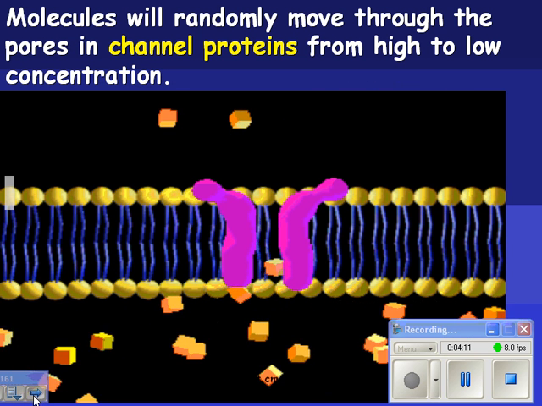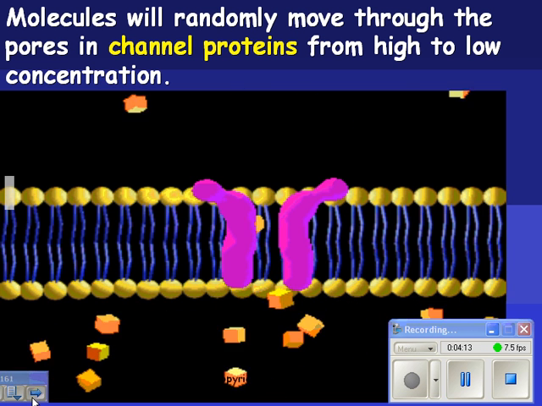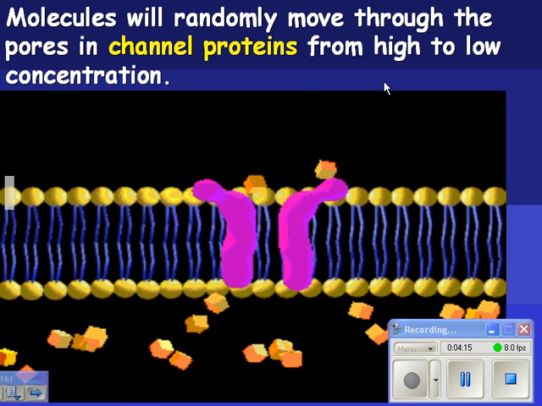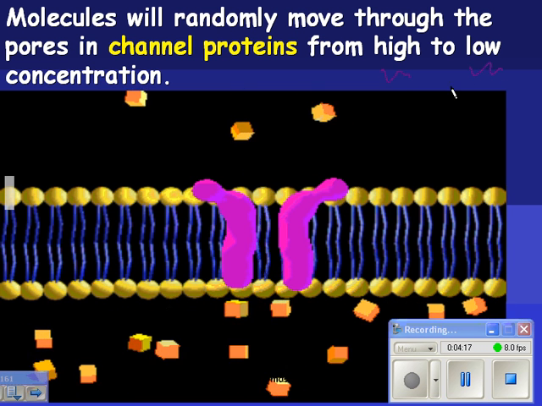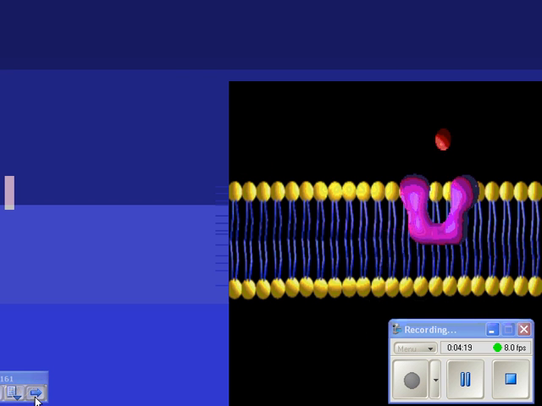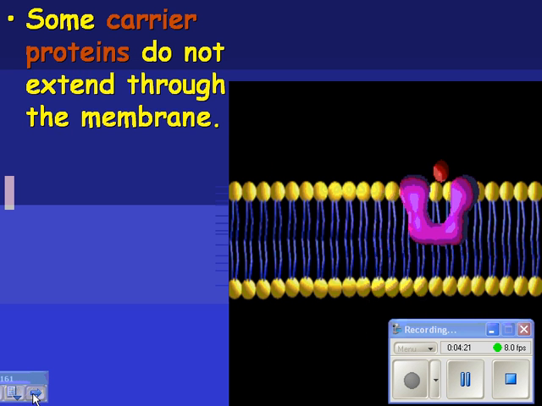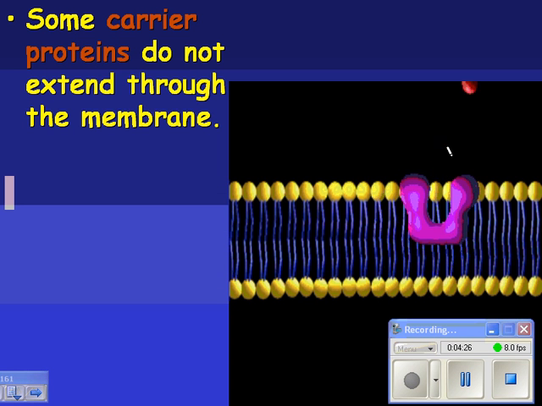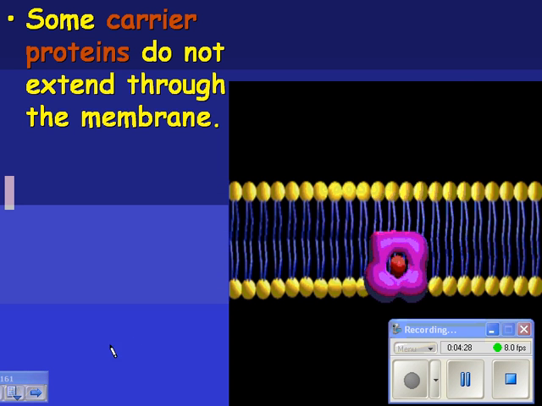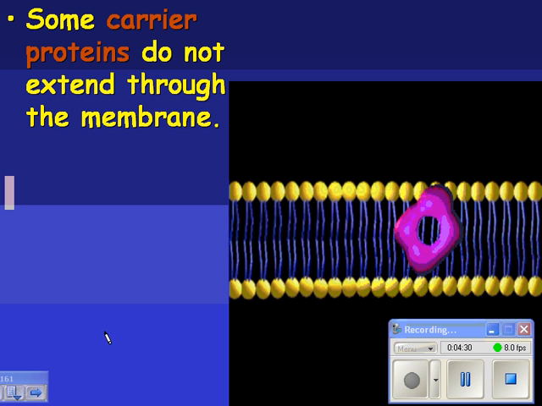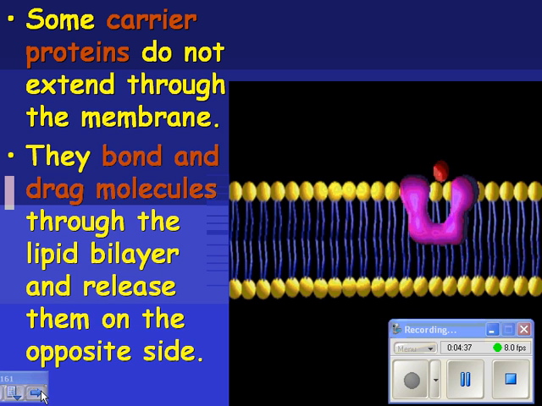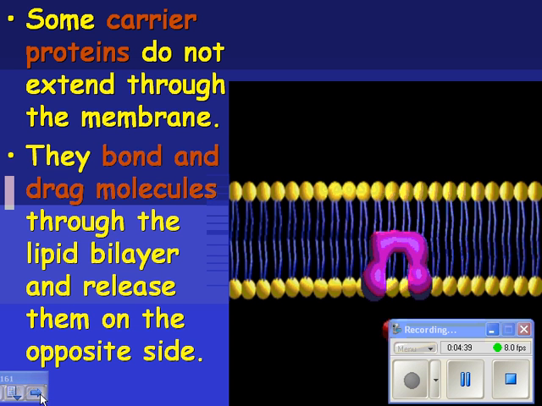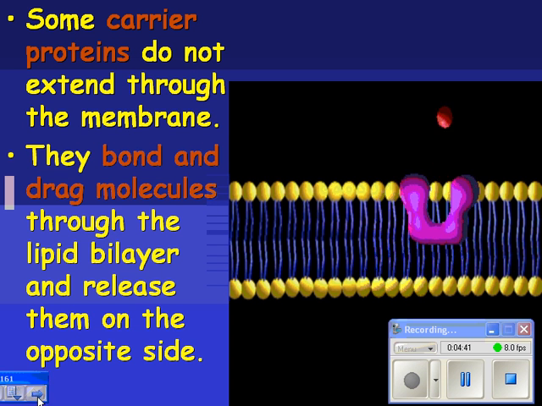So molecules will randomly move through the pores in channel proteins or pore proteins from, again, high concentration to low concentration. It does not take any energy to do that. And here's a carrier protein that will take something from one side and move, change shape, and release it on the other side. So these are proteins, some of the carrier proteins that actually don't extend through the entire lipid bilayer. They just kind of move within it, which is kind of different. So they bond and drag molecules through the lipid bilayer and release them on the opposite side.